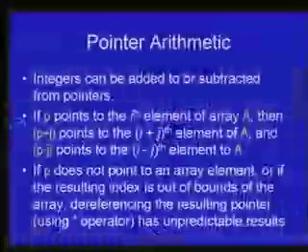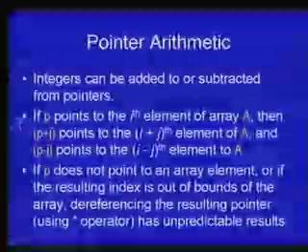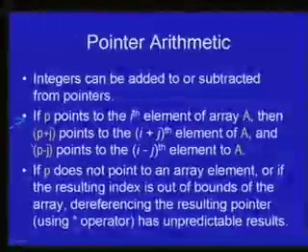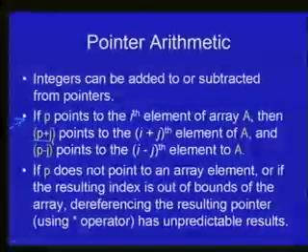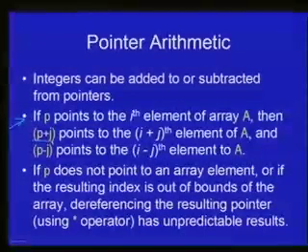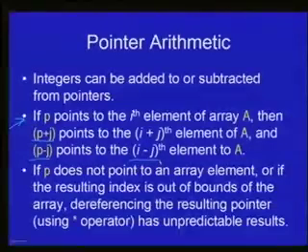Now this makes sense only when the pointer actually points to some array element of some array. So for example, if p points to the ith element of some array a, then p plus j, where j is an integer, points to the i plus jth element of the same array a. And similarly, p minus j points to the i minus jth element of the array a.